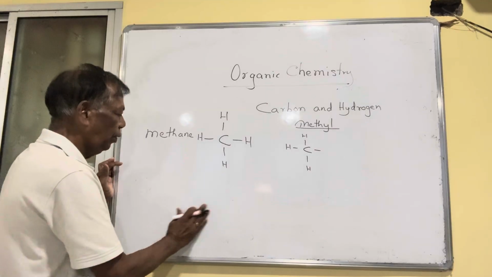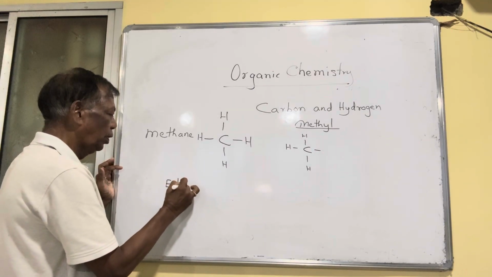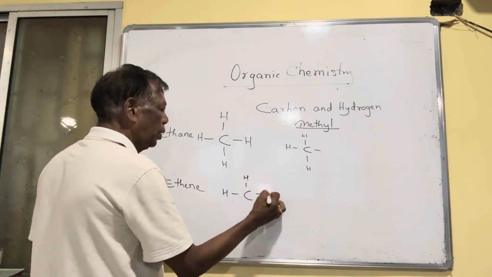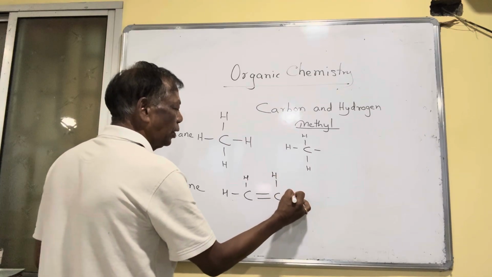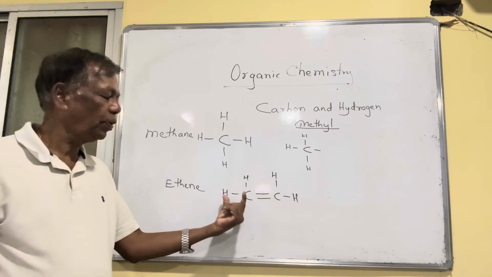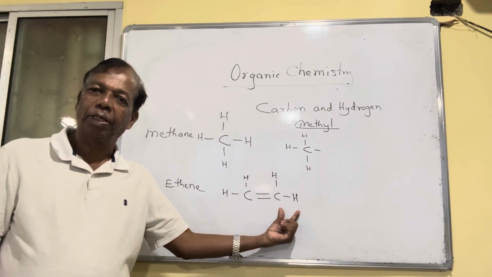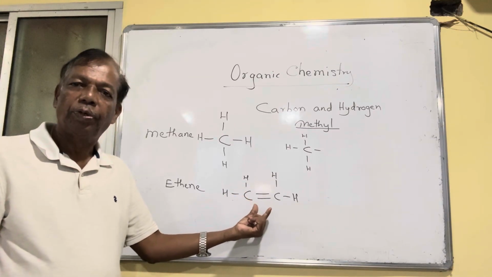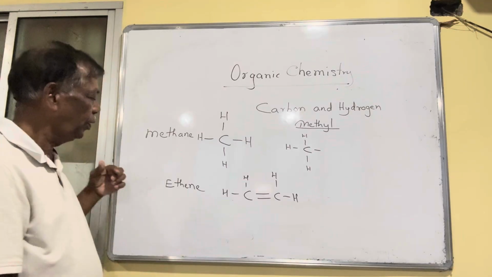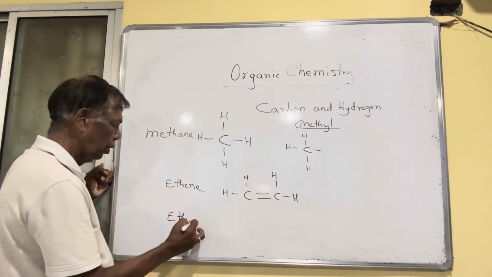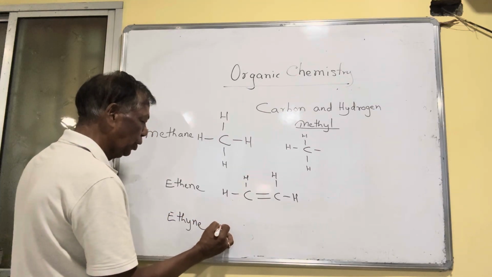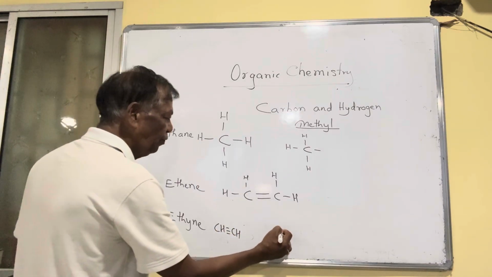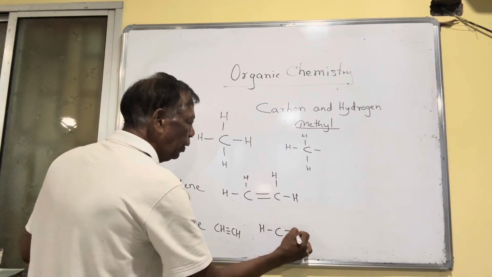For example, ethene. Here we have carbon double bonded to carbon, with 2 hydrogens attached to this carbon and 2 hydrogens attached to that carbon. Since each carbon has only 1 and 2 single bonds to hydrogen, the remaining bond has to be put as a double bond. Another example, ethyne. Ethyne is actually CH triple bond CH. Why does it come as a triple bond?